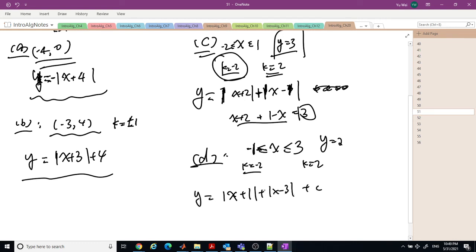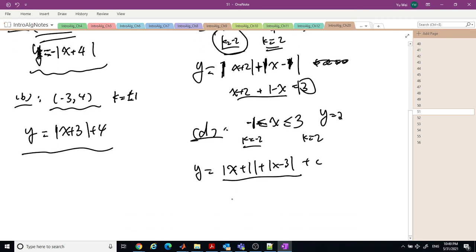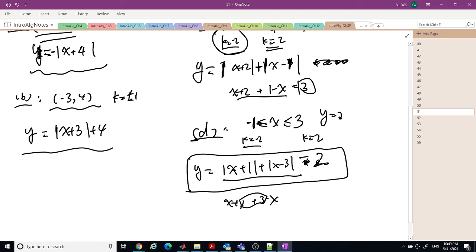Okay, so now let's see between this, right? Between this, we have x plus 1 positive and plus 3 minus x. So we have 4. In order to get 2, we need to take out 2. Okay, so these are all the solutions.